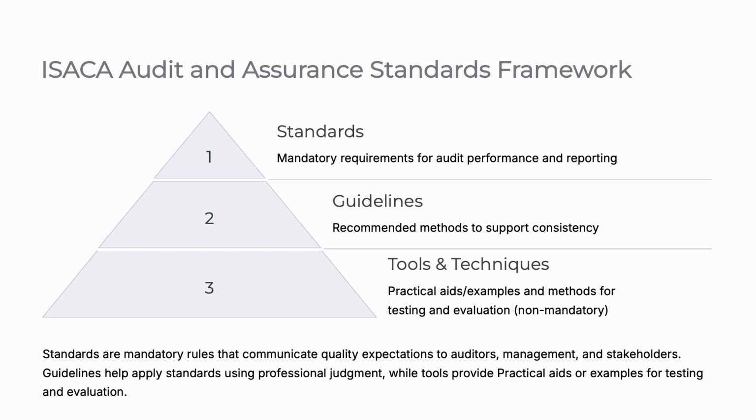Guidelines are not mandatory, but they help interpret and apply those standards. If an auditor chooses a different approach, they should be ready to justify it. And the last is tools and techniques, which are examples of how auditors might perform their work. In summary, standards tell you what must be done, guidelines tell you how it can be done, and tools show you how others do it.